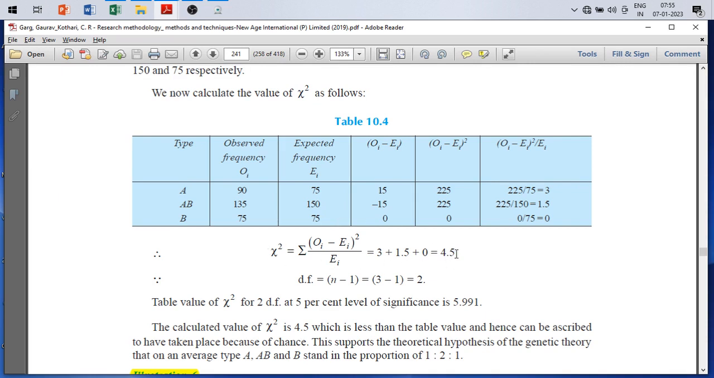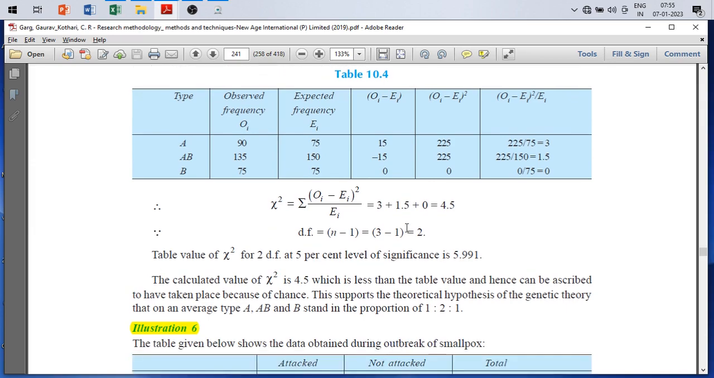It turns out to be this. Degree of freedom here will be 3 minus 1, 2. At 5% level of significance, we read the critical chi-square value from the table, which turns out to be 5.99, and our statistic value is 4.5. So it falls in the acceptance region. Okay, so we say the theory, this 1 is to 2 is to 1, is right. We just accept the theory. Okay, so again, goodness of fit.